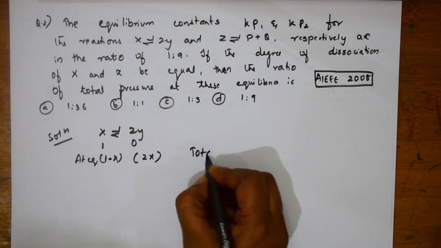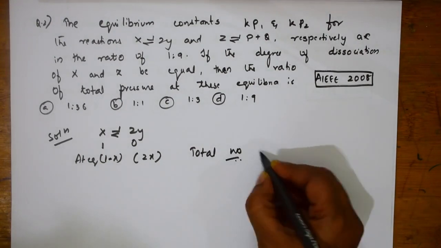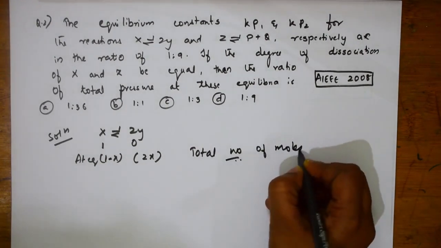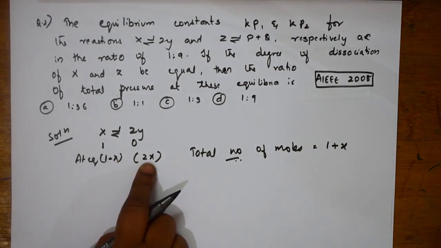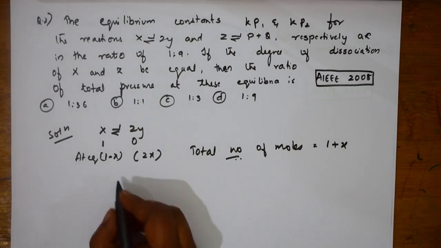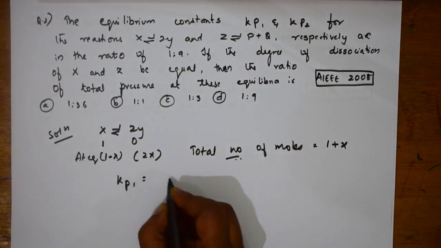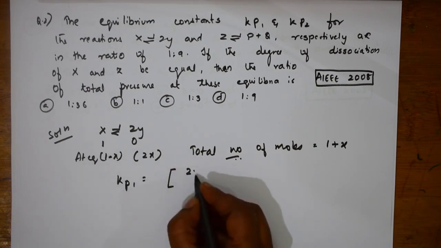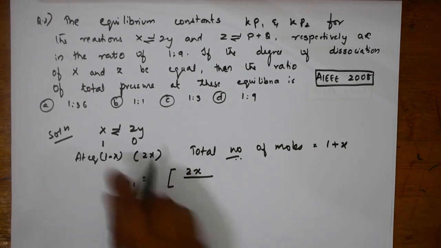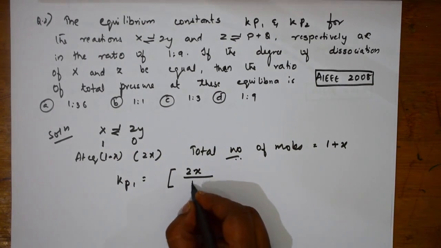So now what will happen to the total number of moles? Total number of moles is equal to 1 plus X when you take out this. So now let us write for Kp1. Kp1 is equal to 2X, I'm taking from this side, 2X by 1 plus X.